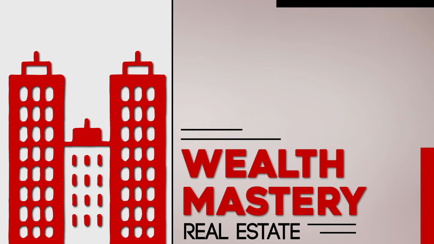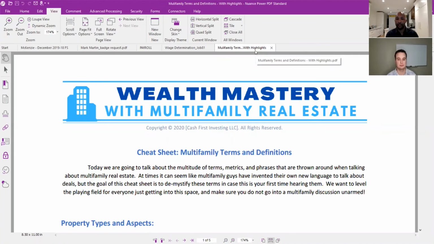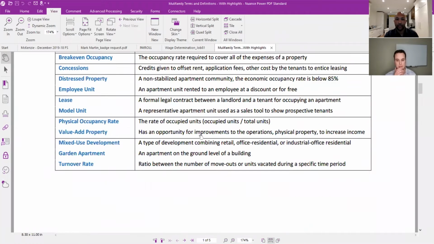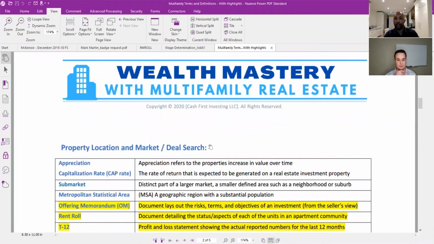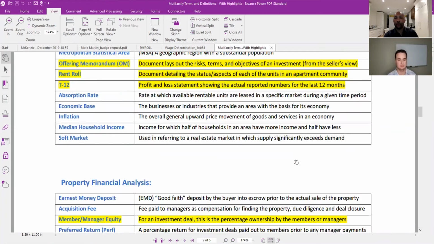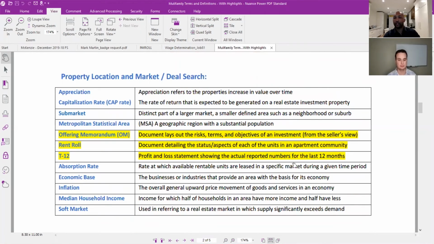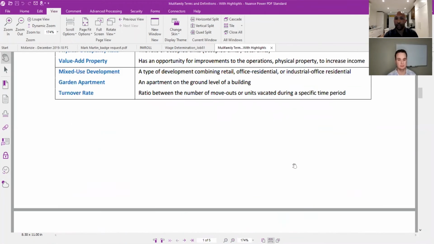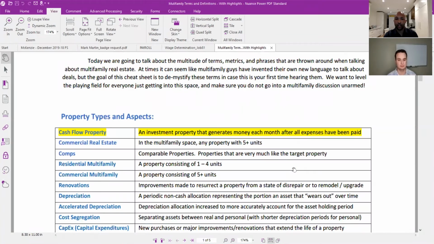So today we're going to go through the multifamily terms and definitions. What do I mean by multifamily terms and definitions? Like property types and aspects. We have property location and market and deal searching, right? We have a property financial analysis. Each one of these segments has different terms. And if you don't know what the terms mean, you can't talk to another multifamily investor and be on the same page. So we're going to start here with property types and aspects.